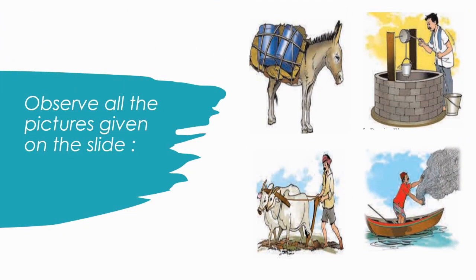Let us have another activity. Observe all the pictures given on the slide. We can see a donkey carrying some load. In the second picture, we see a man drawing water from the well. In the third picture, we see a man plowing the land. And in fourth picture, we can see a man fishing with his net. In all the four pictures, we see humans using natural resources for their benefit.